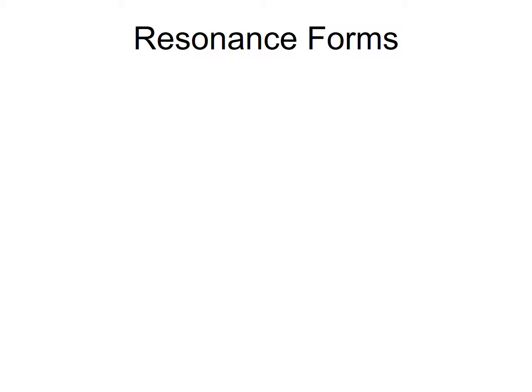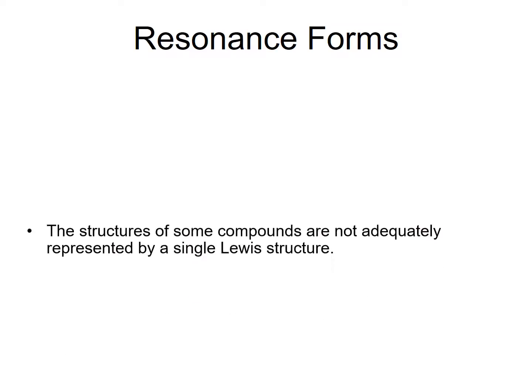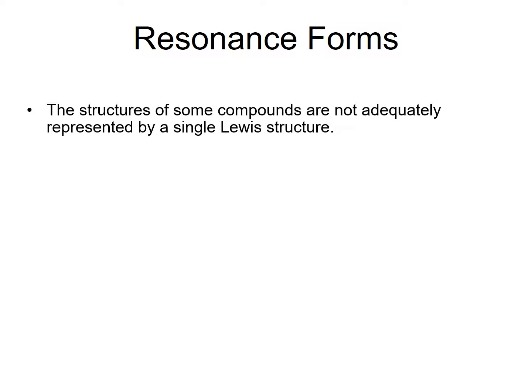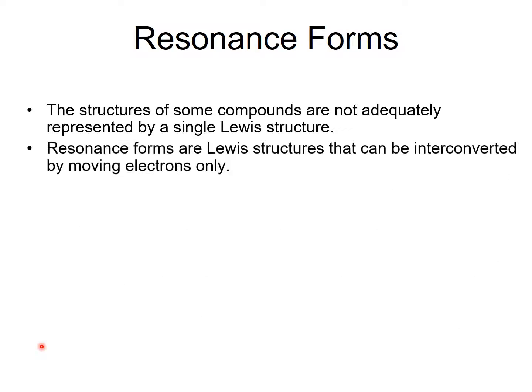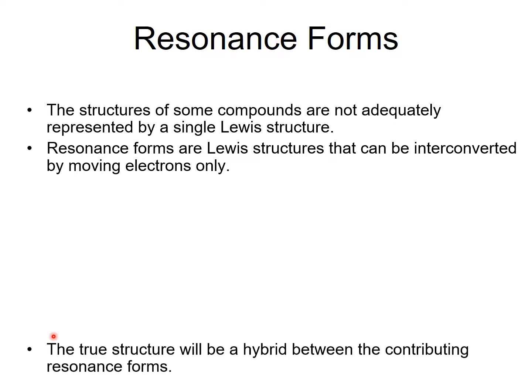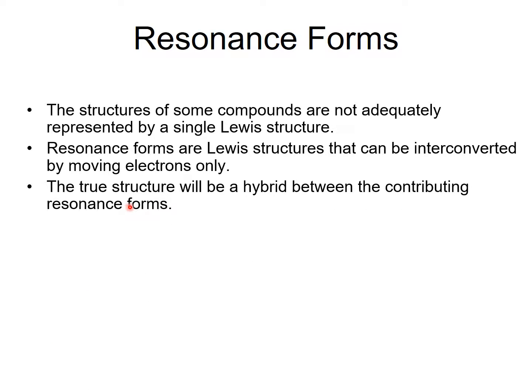Okay, so now we're going to look at resonance structures. Resonance structures are needed because some Lewis dot structures cannot really be represented by a single Lewis dot structure. To draw resonance structures, all you do is move electrons. You are not allowed to move any atoms around. The actual experimental structure is going to be somewhat a hybrid between the contributing resonance structures.